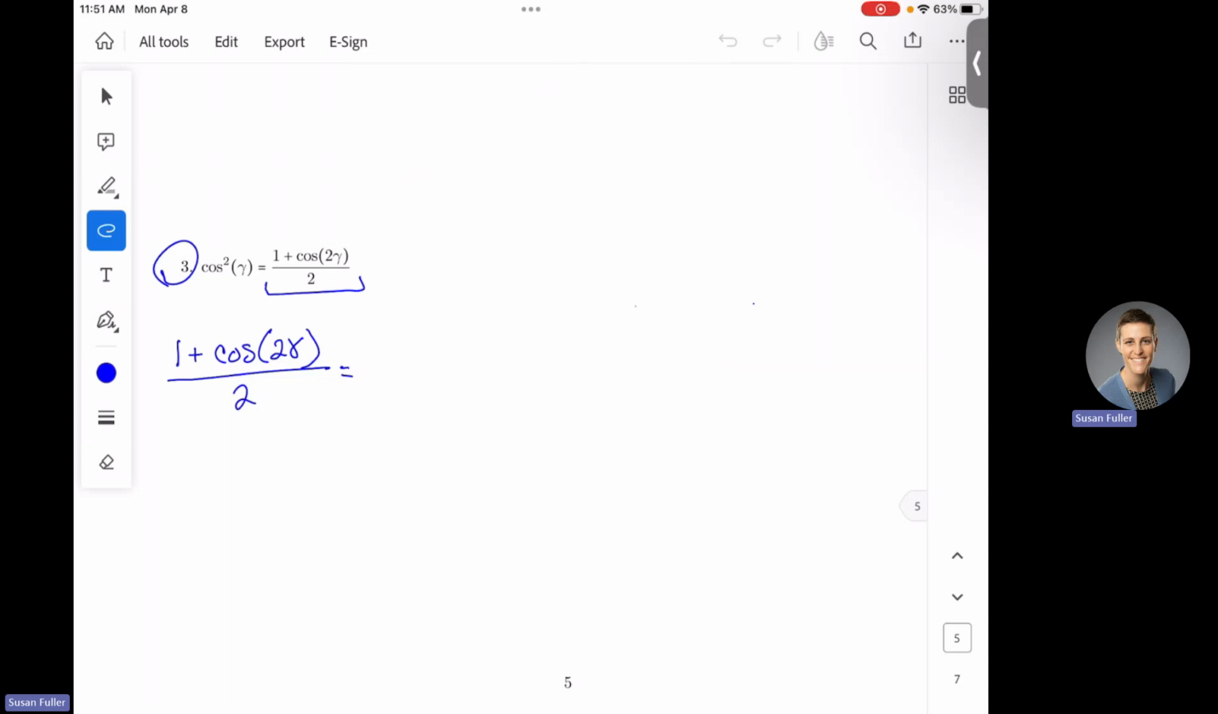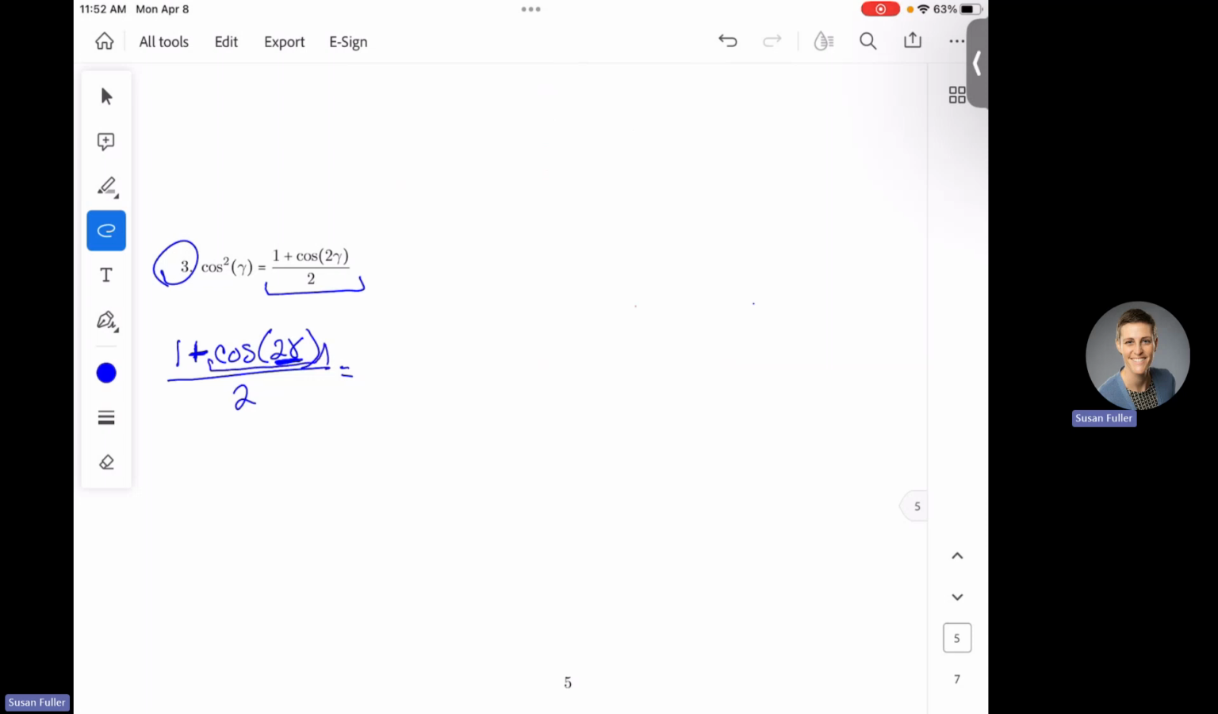So let's see, I've got a plus here on top, which means conjugates might be an option for me. And I also have a 2 times an angle inside a trig function, which means double angle identities might be an option for us as well. I can try conjugates or double angle identities. I'm just going to go ahead and look at the double angle identities and see what we've got.